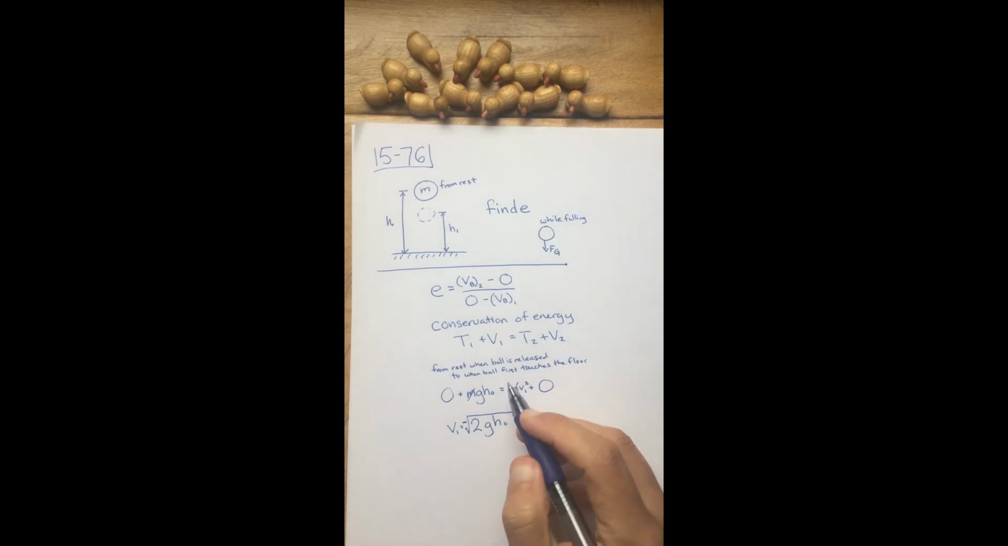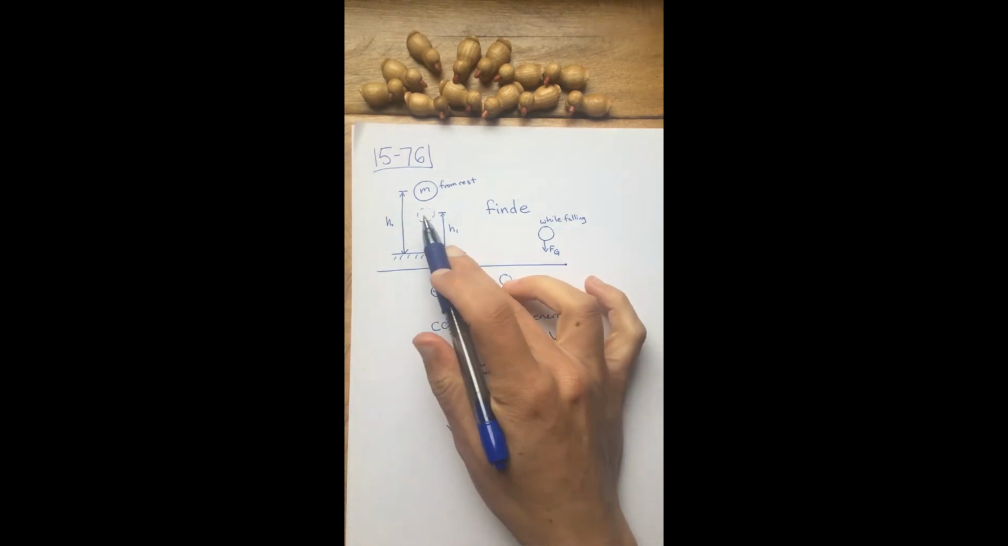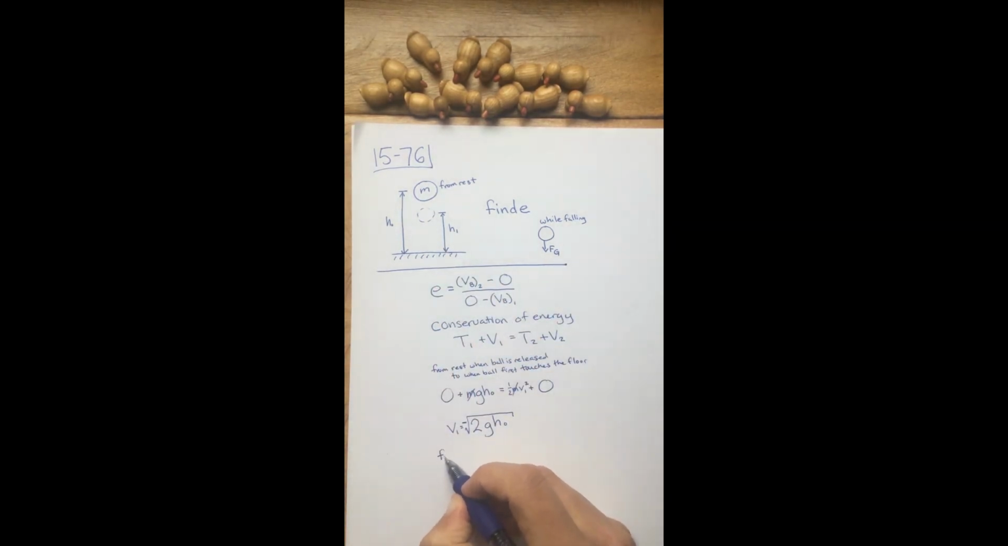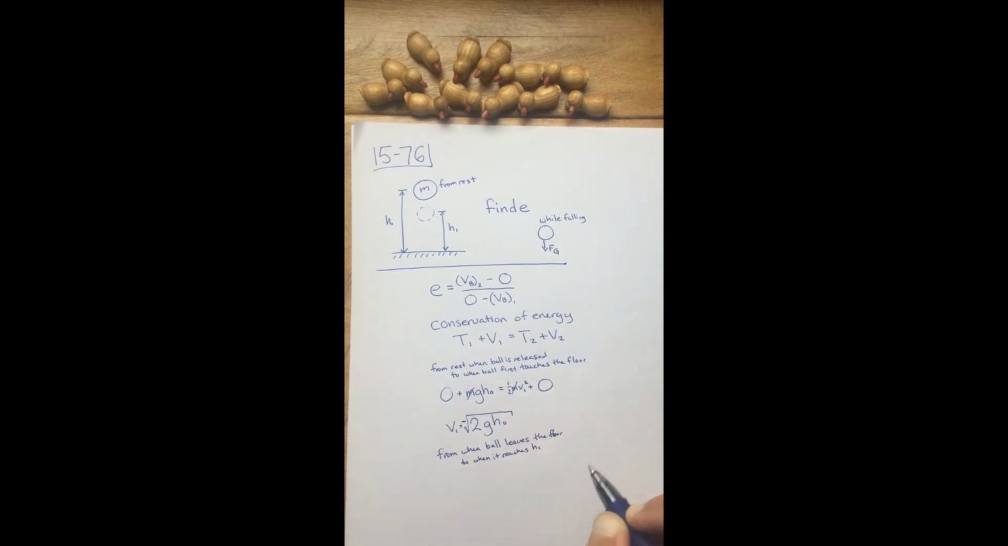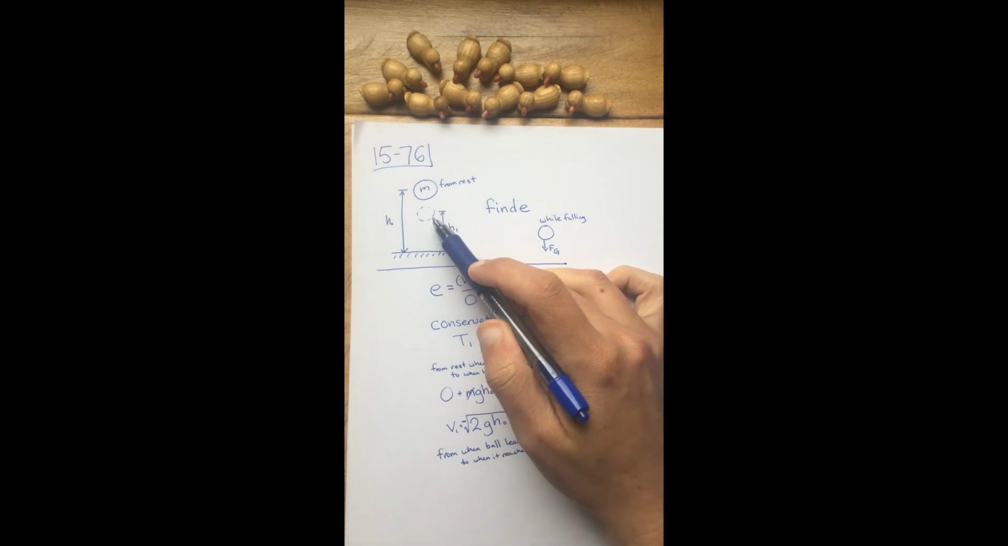To find the velocity when the collision ends, I'm going to use the conservation equation, but now I'm starting at the floor and going to the maximum height. So this is from when the ball leaves the floor, so when the collision ends, to when it reaches the max height, h1. At this maximum height after the first bounce, the velocity is going to be equal to 0.